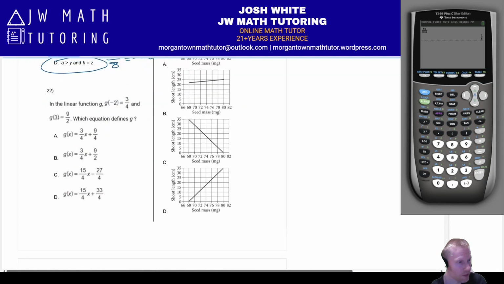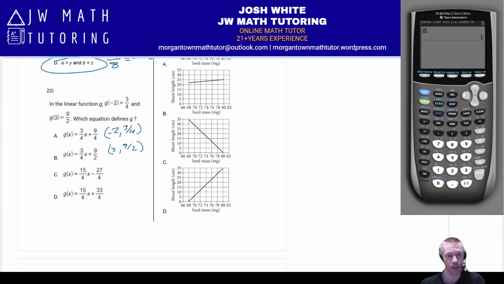All right, at the bottom of the page, we have basically a problem that's just giving you 2 points and asking you to figure out what the equation of this line is. Even though it might look more complicated than that, that's really all it's asking. Your 2 points are going to be negative 2 comma 3 fourths, or you could make it 0.75, and 3 comma 9 halves, or again, you could make it 4.5. So the fractions are kind of annoying, but you can do this entire problem on the calculator.